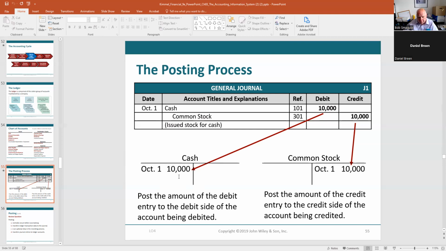Cash now has a balance of 10,000 from the debit, and common stock has 10,000 from the credit. They both went up, okay? Posting, that's what you do maybe at the end of the day when you finally finished your journal entries.